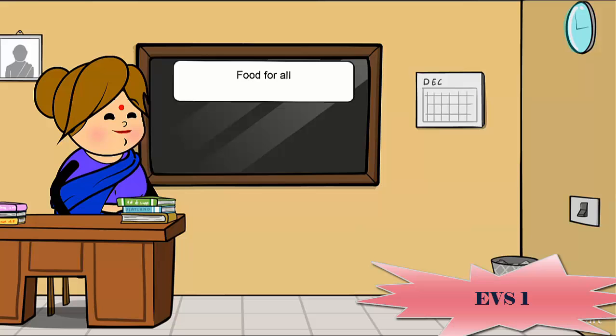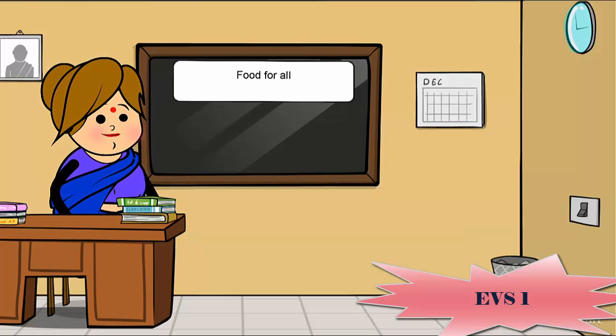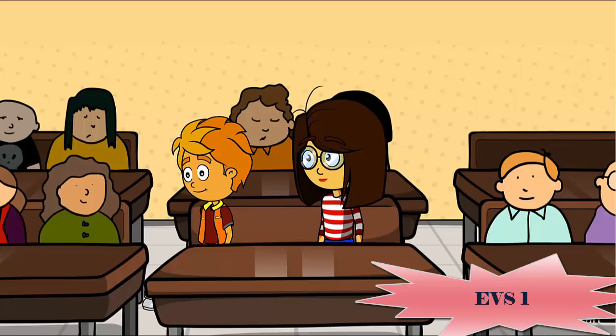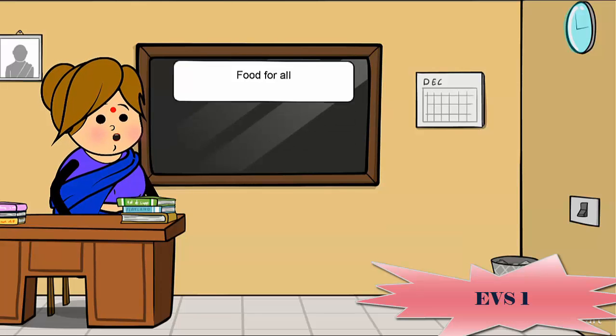So students, this way we have completed our half lesson, that is Food for All. Now I'm going to ask you some questions. Let me check. Okay, as we learn, there are two main agricultural seasons in our country. Which are they? Yes, ma'am, I know. The season from June to October is called the Kharif season, and the season from October to March is the Rabi season. Very good, students.